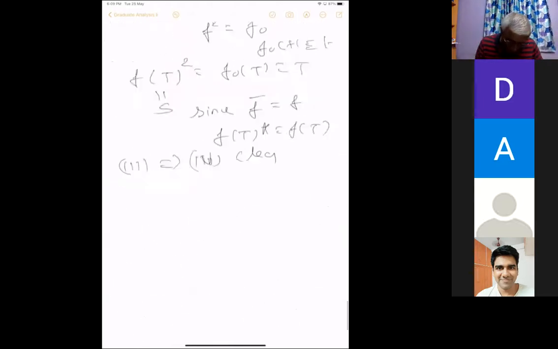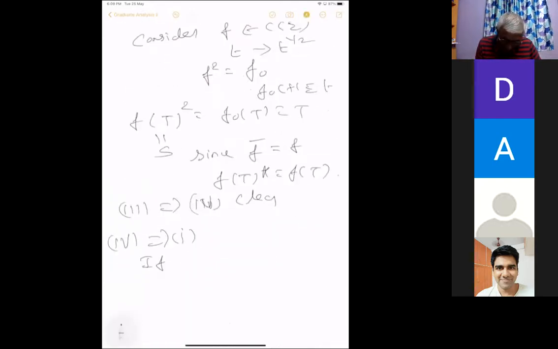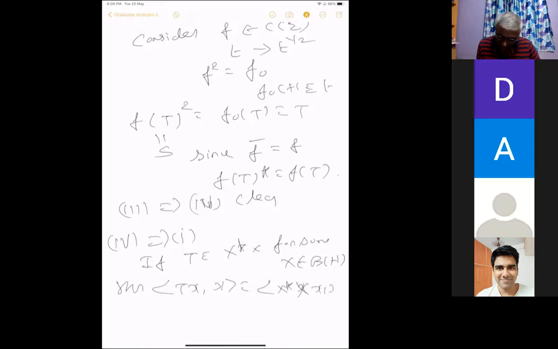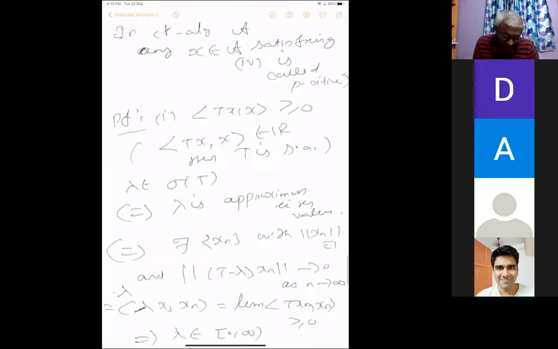Now 4 implies 1, we have to go. So if T equals X star X for some X in B of H, then of course clearly <Tx, x> equals <X star X x, x>, which is equal to <Xx, Xx>, which is greater than or equal to 0. So the positivity, all the conditions are clear. So this is about positivity.